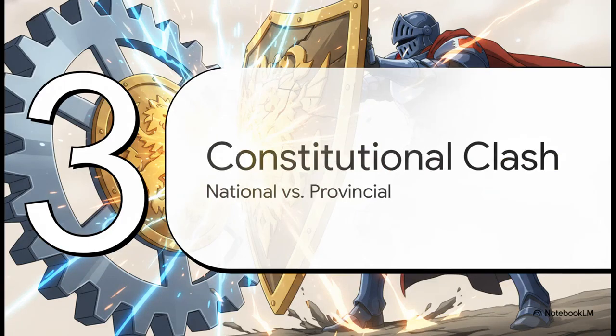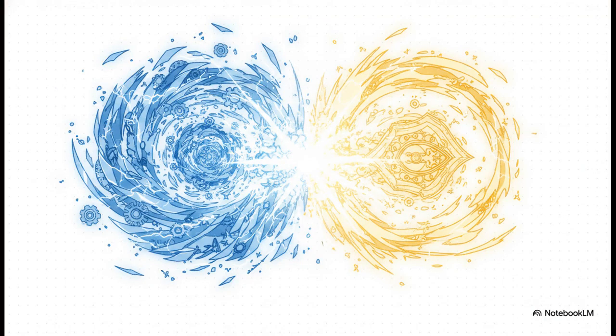Now for Section 3, the constitutional clash, national law versus provincial law. Let's see how this jurisdictional hurdle gives way to a heavyweight match between national legislation and a provincial constitution. This is where the legal gears really start turning. We have a direct collision on our hands.